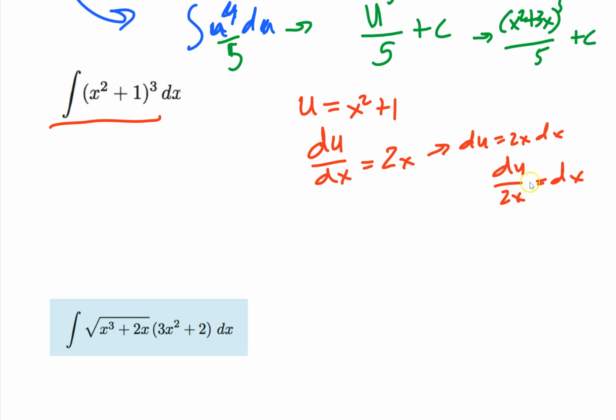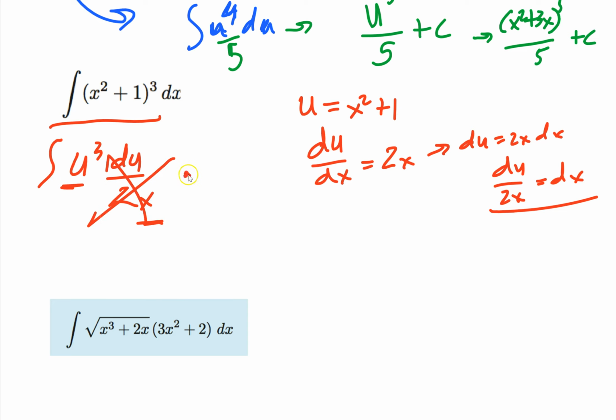Now, kind of similar to last time, look how when we plug it back in, I have a dx on my u. I plug everything back in, I'm going to get this. Oh man, that x is bad. u to the 3rd du over 2x. Again, two different variables. I can't have that. You cannot solve this one with u sub.